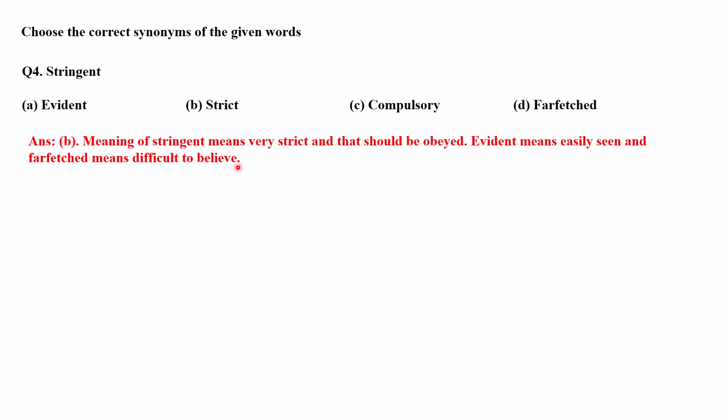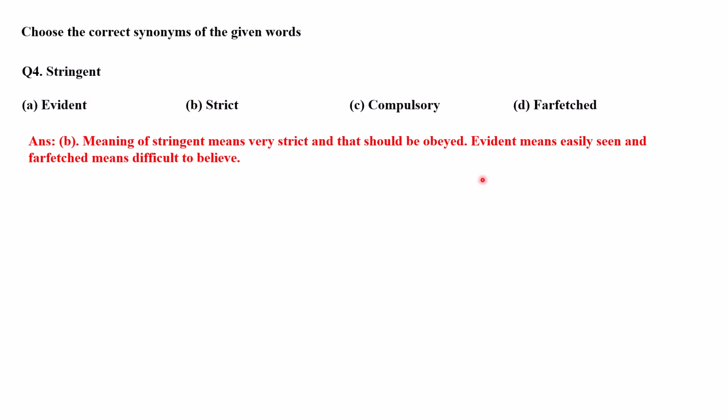So how will you choose? You should first know the meaning of the word stringent. Then only you can check the options, isn't it? The meaning of stringent is strict. Like you must have heard that some companies have stringent rules for the dress code. So stringent means very strict, and that should be obeyed. So the correct option will be option B.